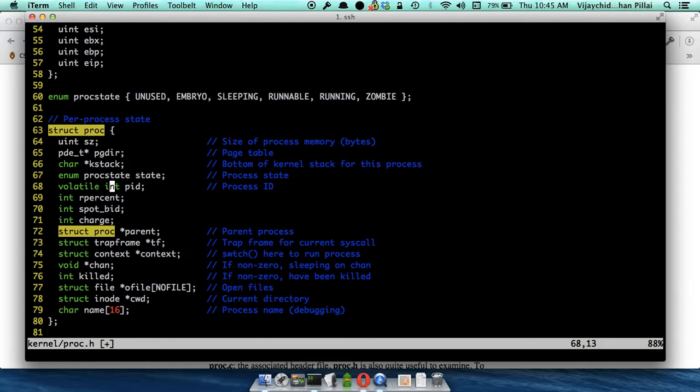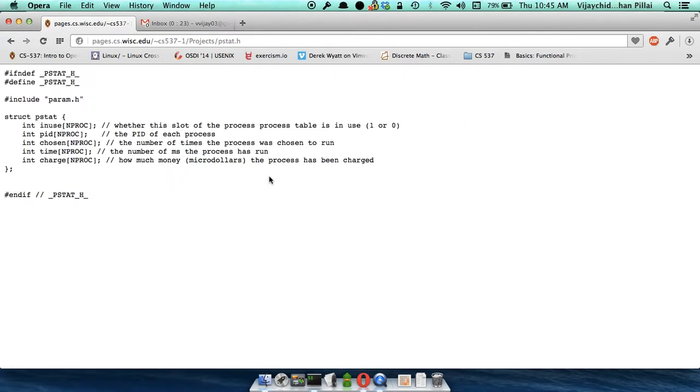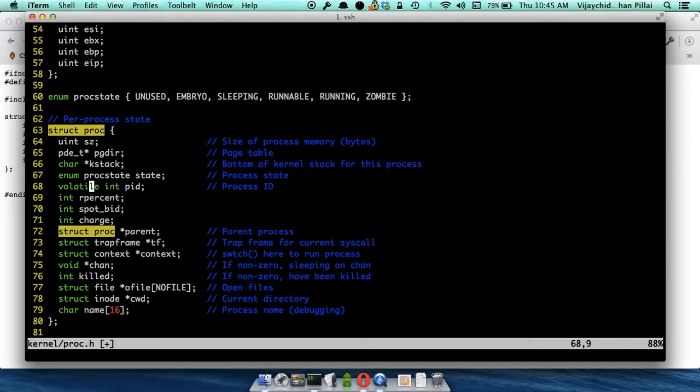So your process structure is now actually going to hold all these different values that you are passing in through the system call, right? You'll be passing in the reservation percent, the spot bid, and the charge. Now note that we actually need to store other things too, right? The pstat structure asks us to collect information about all the different processes, and it asks us for different information like the in use field, whether the slot of the process table is in use. Now this is easy to find because there's a state associated with each process, right? This will tell you whether it's unused, an embryo, sleeping, runnable, running, or zombie. So you can use this to figure out whether it's in use or not. I'll leave that up to you. It also asks us about the PID of each process, which is already in there. Number of times it's been chosen. So this is another thing that you will have to include in the structure. The number of milliseconds the process has run, and the charge which we already put in here. So all of these fields you add into the process structure.